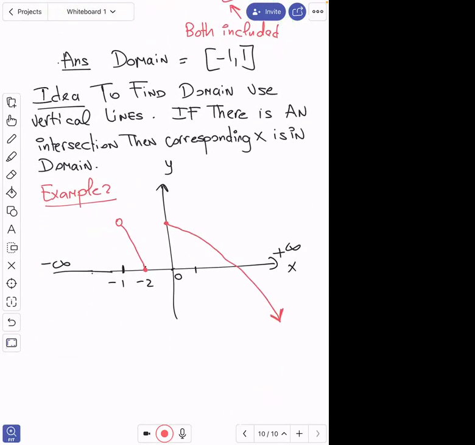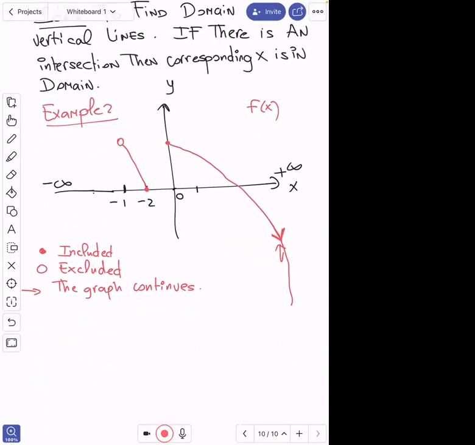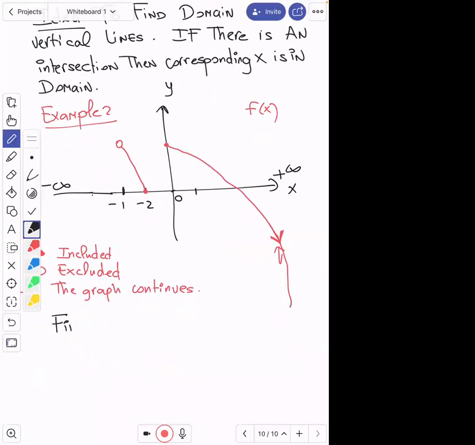Just to remind you the notation, guys: a full circle belongs to the graph, so it's included in the graph. An empty circle is excluded from the graph. And an arrow, like this one here, means that the graph doesn't stop, it goes all the way down. The graph is just continuous. So let's say this is the graph of my function f, and I want to find the domain, of course.